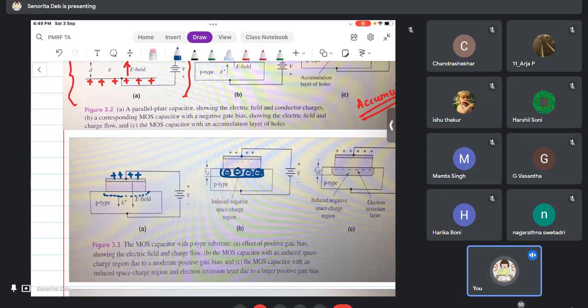These are immobile ions, right? So these ions have come, and therefore what will happen? This region is now not having any current. It is just devoid of any movable charge carriers.